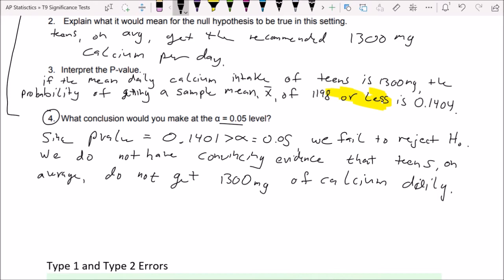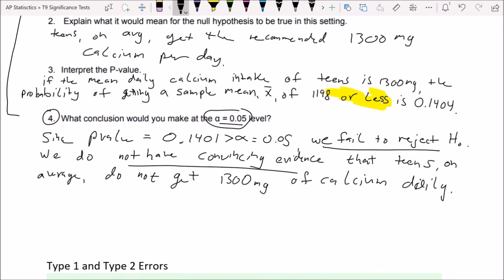But the point is you have to reference the p-value specifically, comparing it to the alpha level that was given. Generally, they'll give you the alpha, and again, if they don't, assume 0.05, the same way we assumed a 95% confidence interval. And then in order to do this, we have to have this phrase, we fail to reject. You have to have that, and we have to say that we do not have convincing evidence.